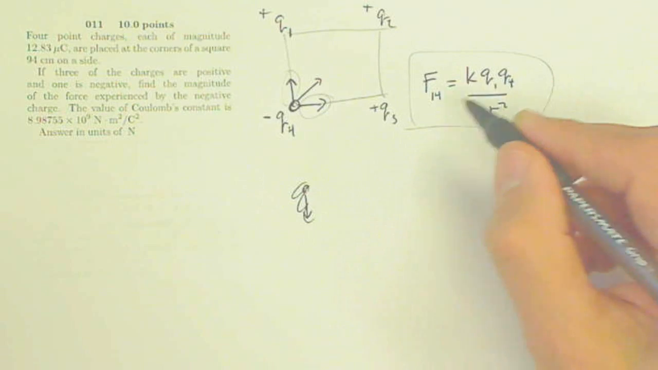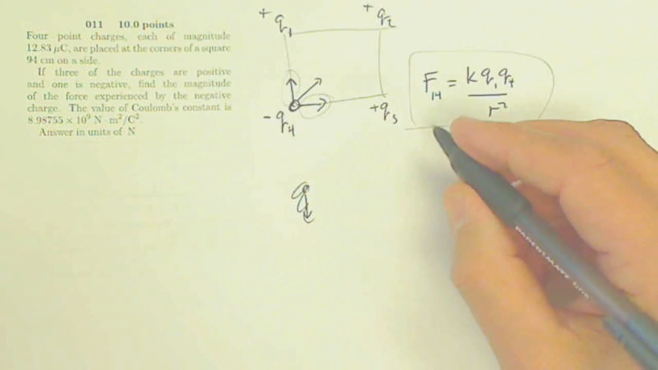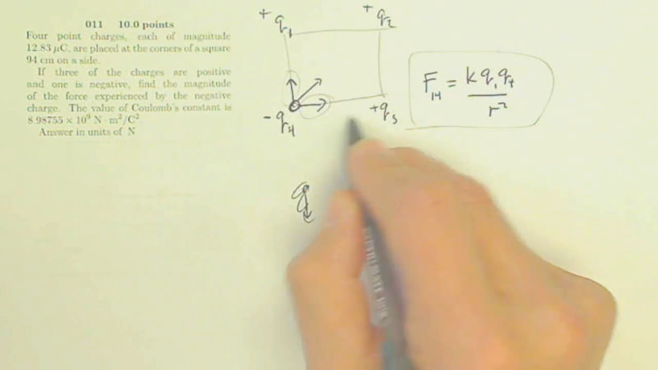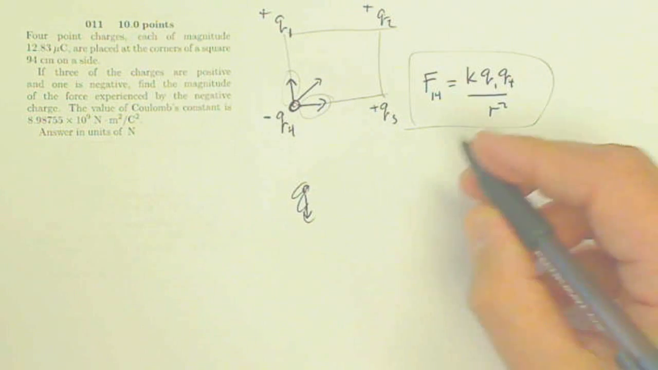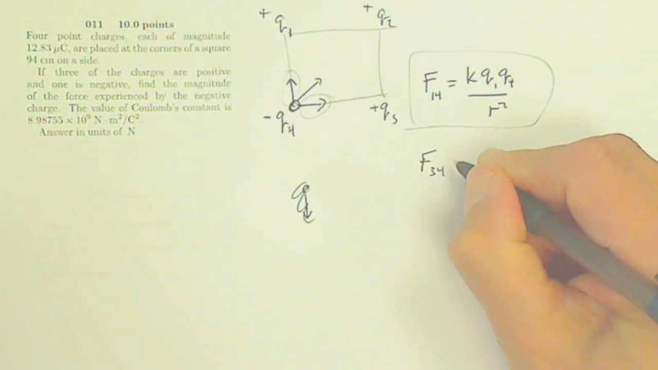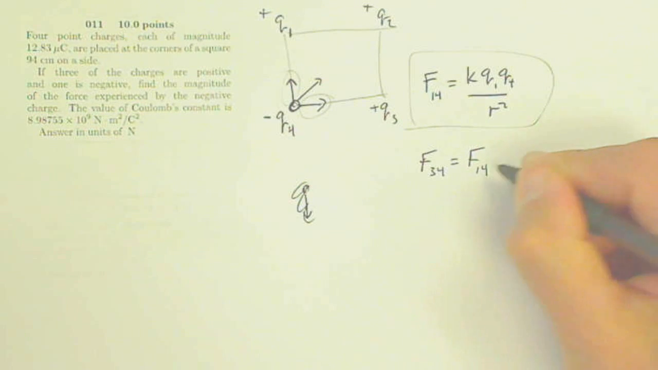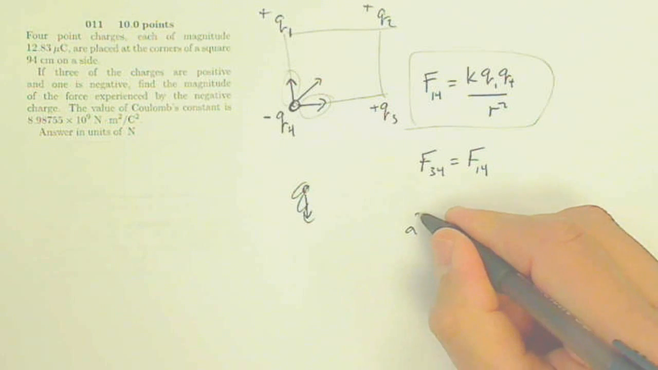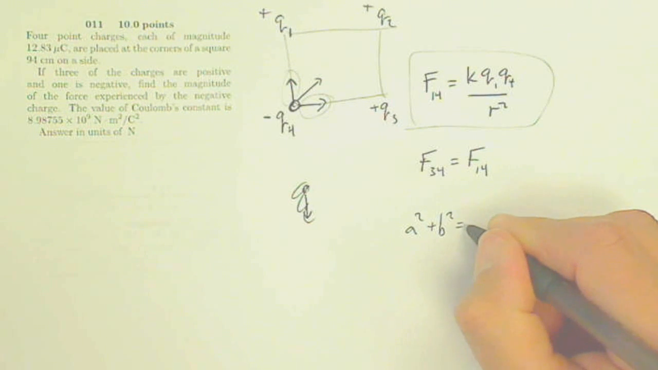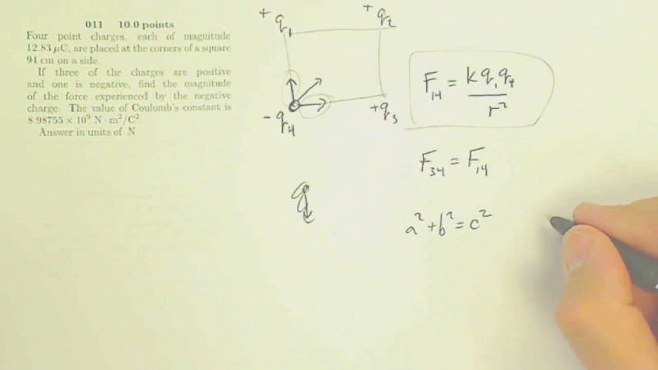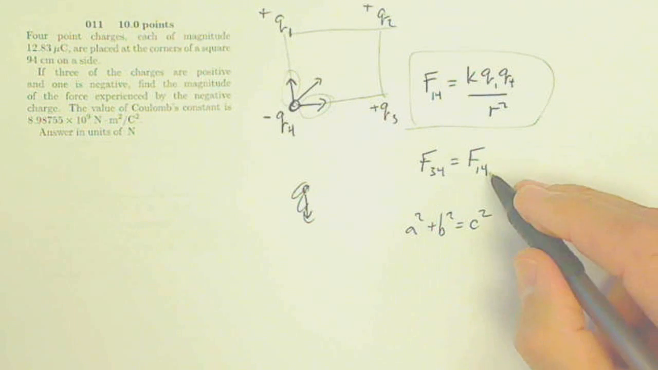If I find this force, then that's going to be the same as this force, in magnitude, between 3 and 4. So the force between 3 and 4 is going to be the same as the force between 1 and 4. And then if I do an a squared plus b squared equals c squared on these two, I can get the resulting force in that direction.